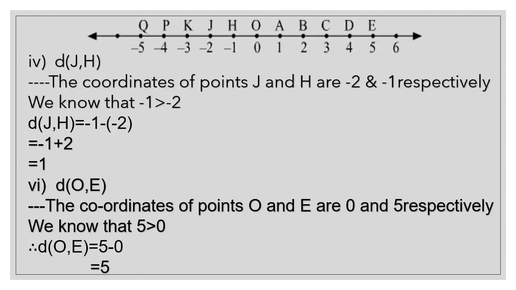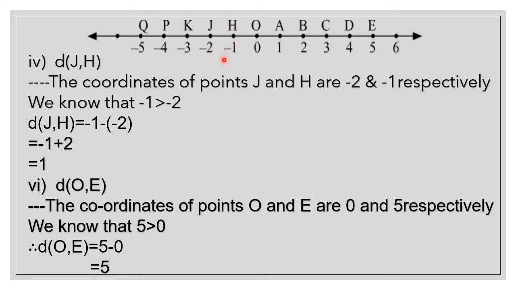Now we will see fourth example from practice set 1.1. First question. Now here we have to find out the distance between the point J and H. Here is your point J and here is your point H. Now when you have to find out the distance between these 2 points, what you are doing? First you are just observing which are the coordinates of these 2 points. Here the coordinate of J is minus 2 and H is minus 1.